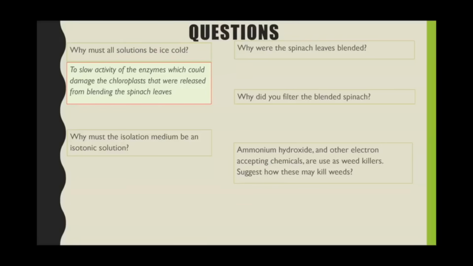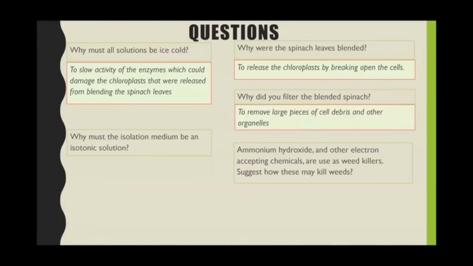So by having it ice cold, it will reduce the activity of all those enzymes, so they shouldn't be able to damage the chloroplasts. Number 2 over here, why were the spinach leaves blended? This was to release the chloroplasts. So we're breaking open the cell, or homogenizing, to release the chloroplasts. Why did you filter the blended spinach? This was to remove the large pieces of cell debris and other organelles.